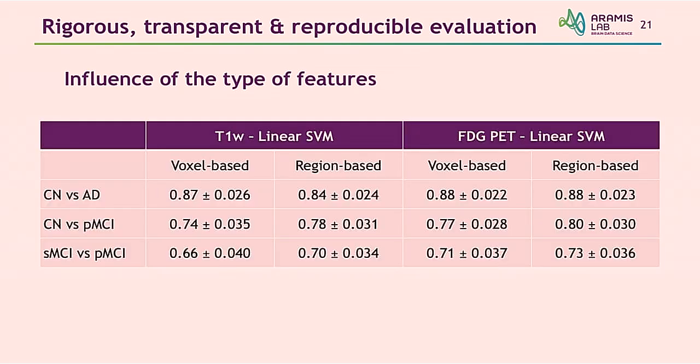Basically you can see from the results that there are really no notable differences between the mean balanced accuracies obtained using voxels and regional features. So in our case, the influence of the type of features, there's nothing really systematic about it. The choice that you make between voxels and regions doesn't really have a huge influence on the result that you'll get.